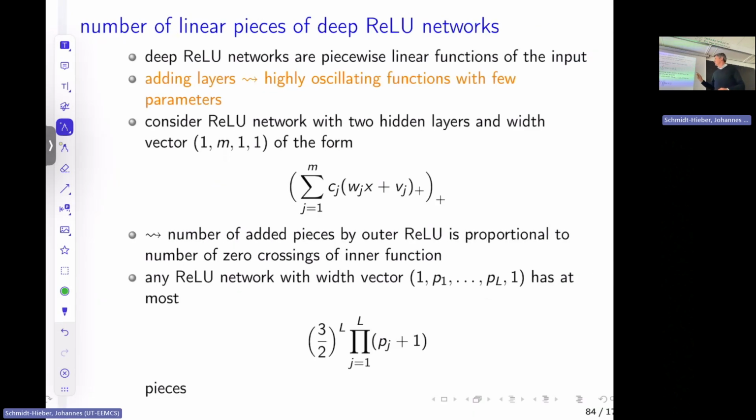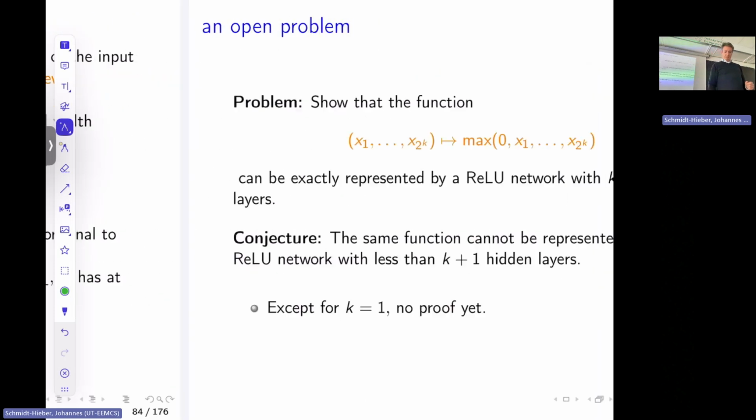Also, maybe this one I skipped for time reasons, so we will see later examples where, with a few parameters, you can generate extremely highly oscillating functions with deep ReLU networks, and the depth increases this discrepancy between the number of parameters and the number of pieces.